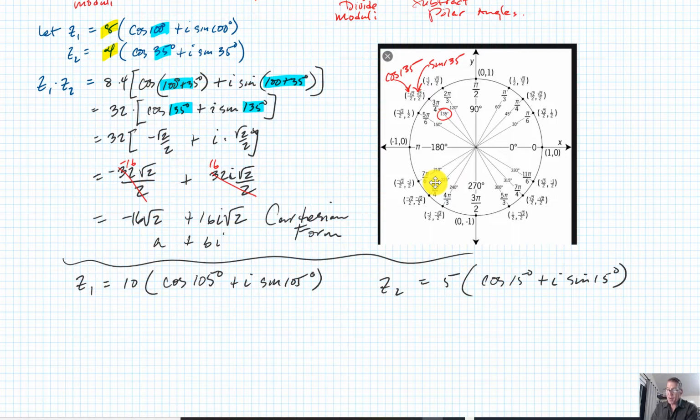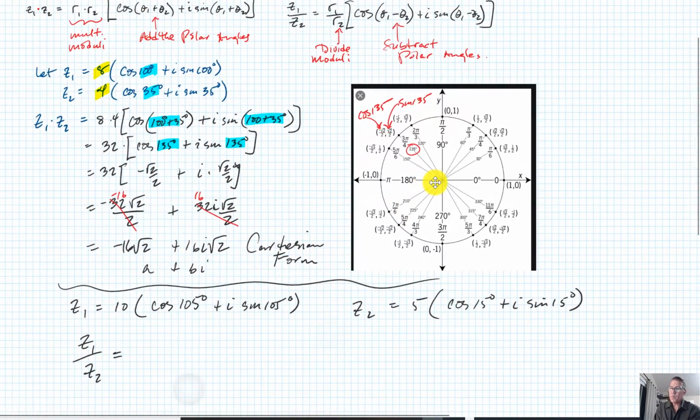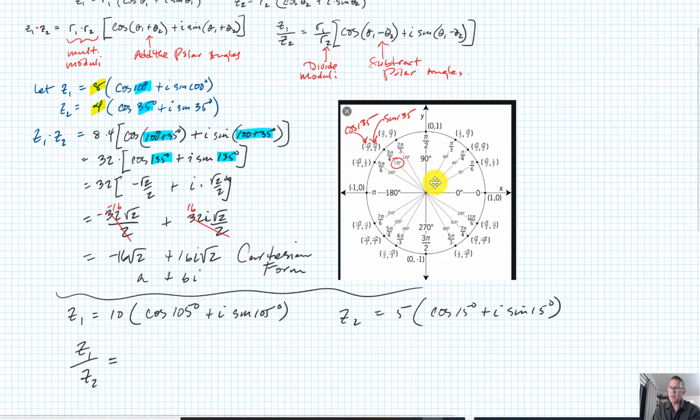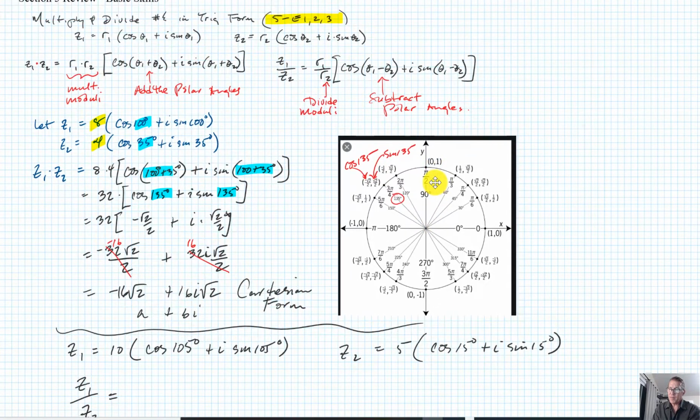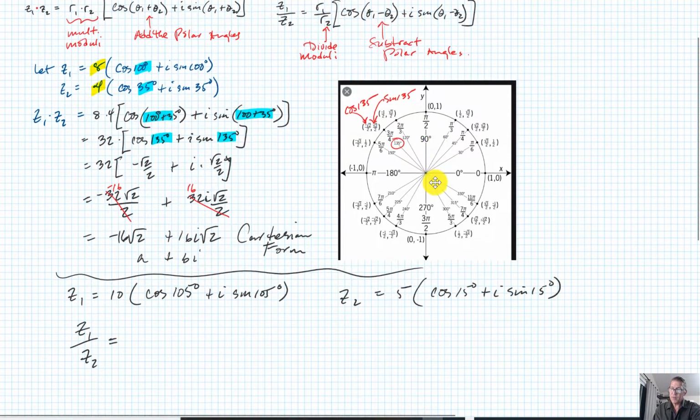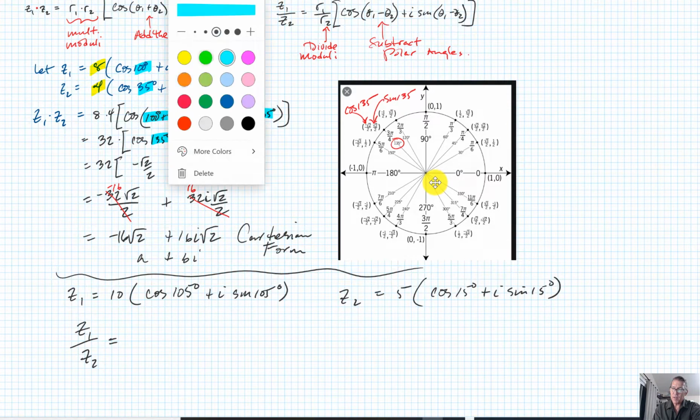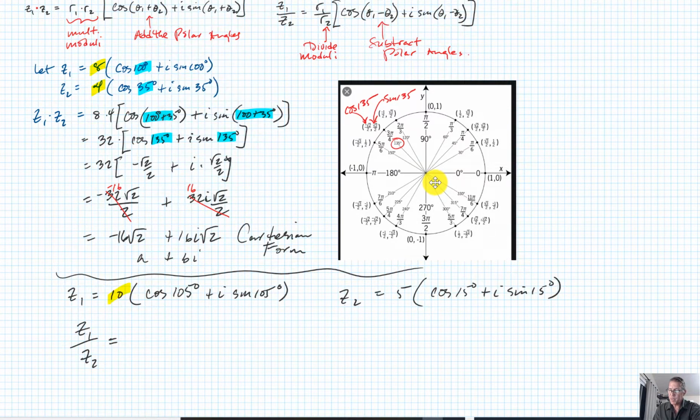Let's see what happens when you divide. Okay, so let's take z1 divided by z2. When you divide numbers in trig form, you divide the moduli and you subtract the polar angles. It's a two-step process basically. So let's start off with the moduli, which are 10 and 5, and let's divide them. So 10 divided by 5. Ooh, that's hard. And then we subtract the angles.